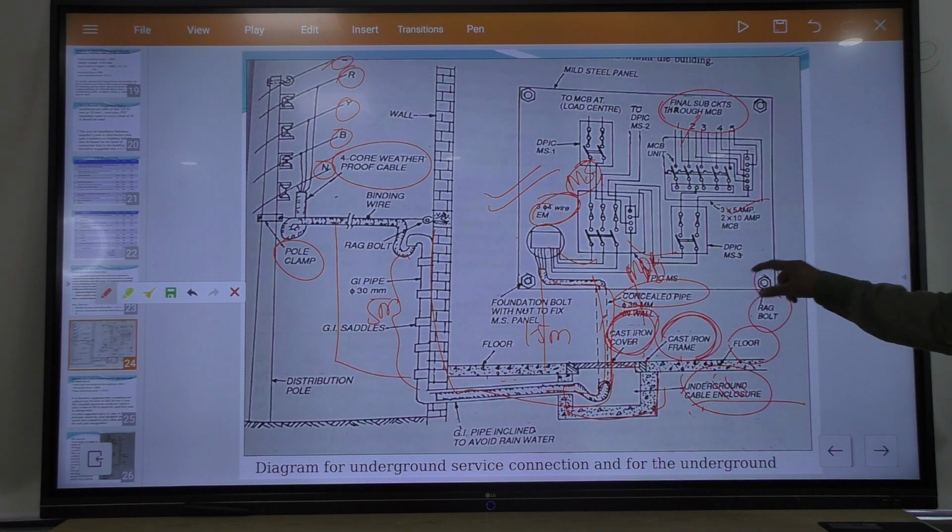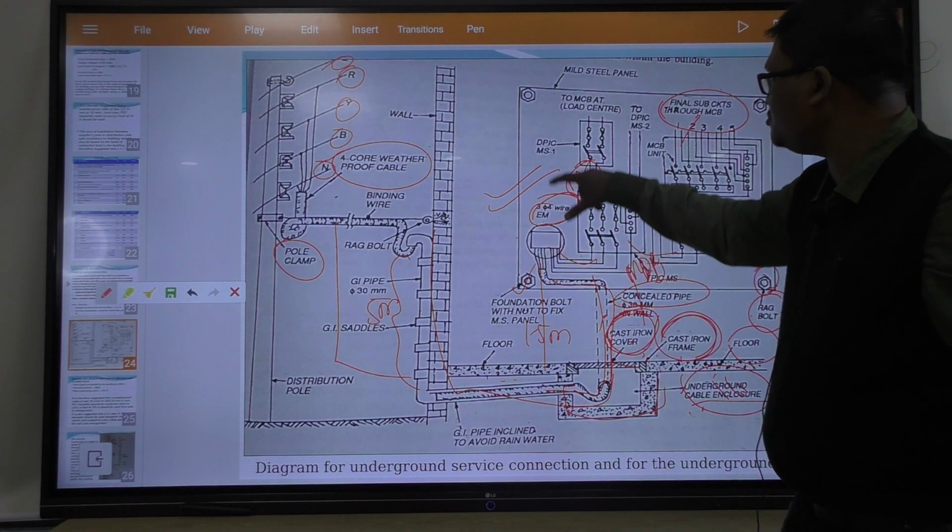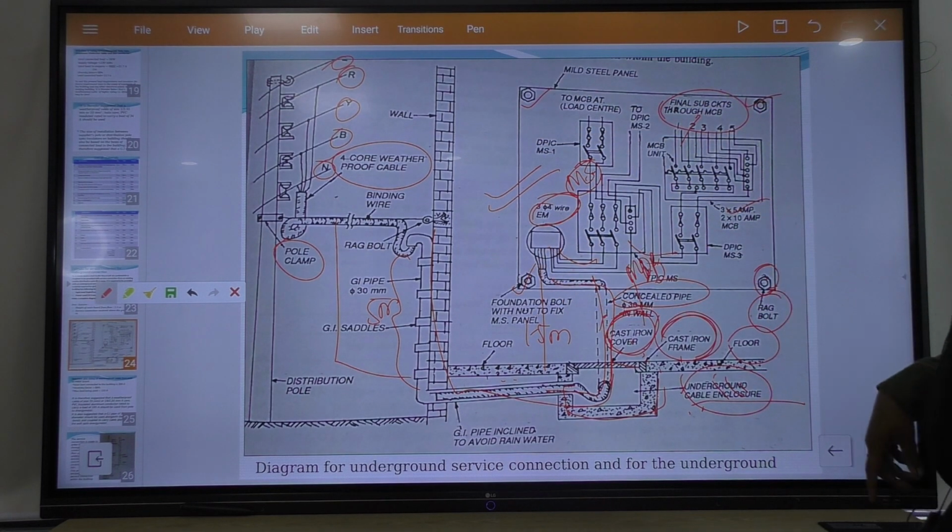Rag bolts are fitted to fix the panel board. Four rag bolts are used for this panel board.